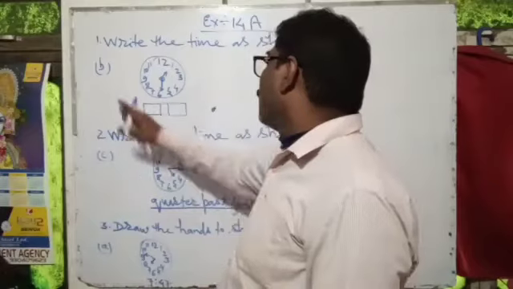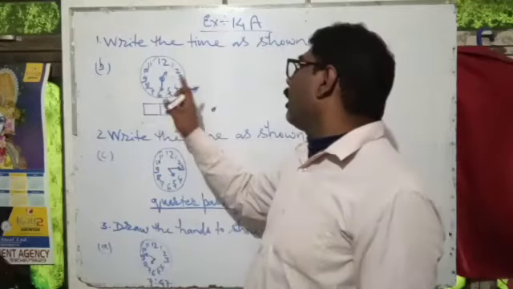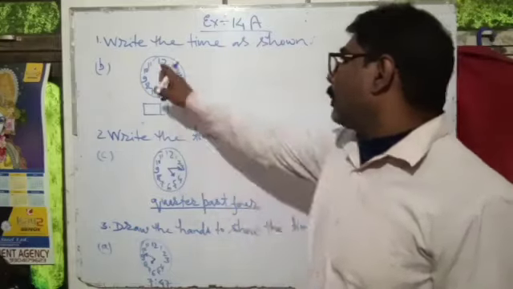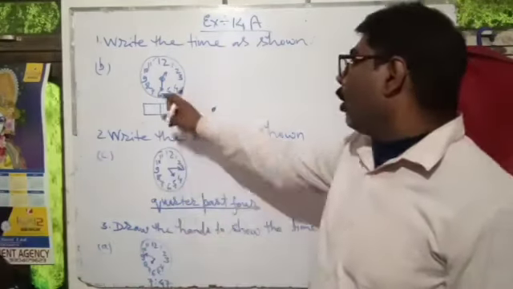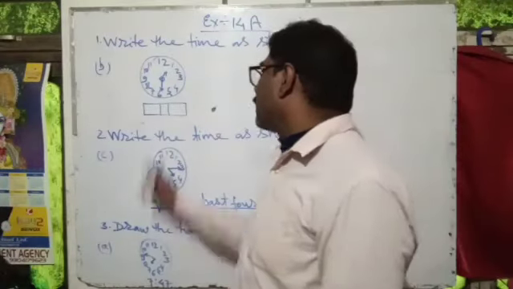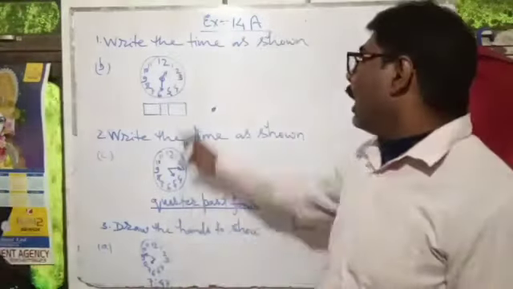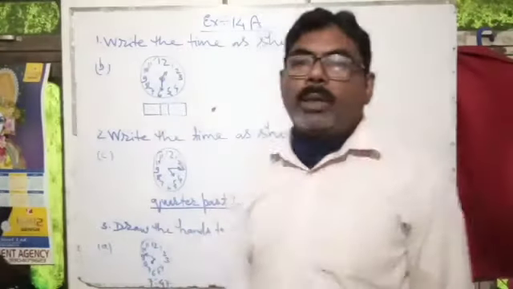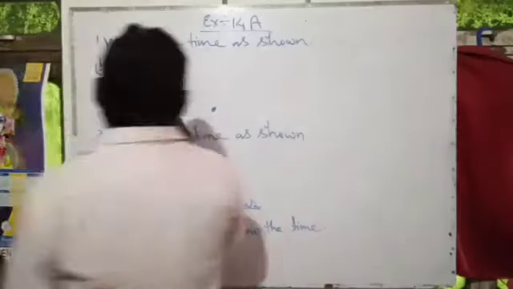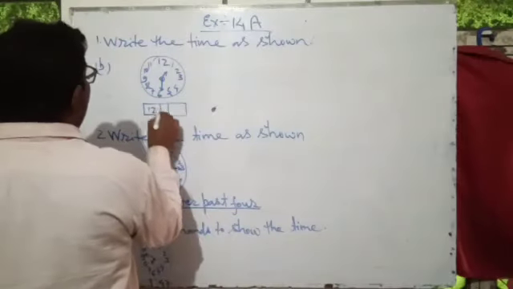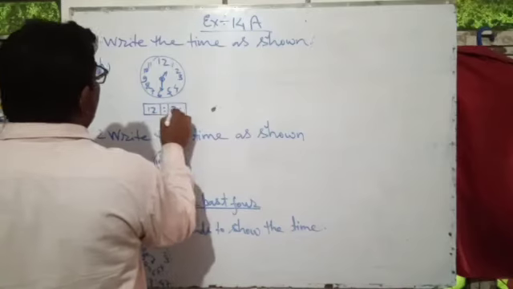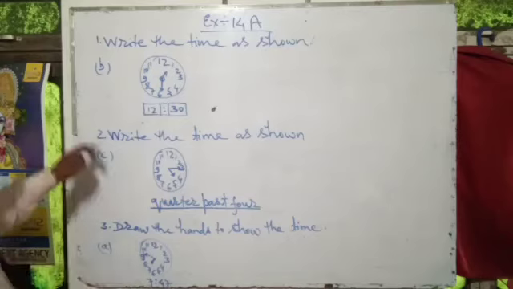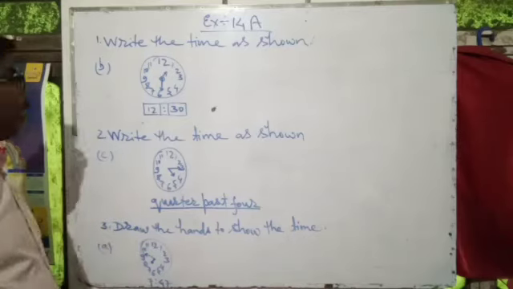Children, you can see question number 1b. The short hand is just after 12 and the long hand is just at 6. That means half past 12. Half past 12 means 12:30. That means you have to write here 12:30. And question 2. Write the time as shown.